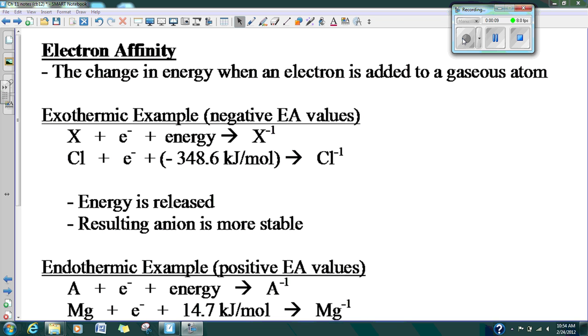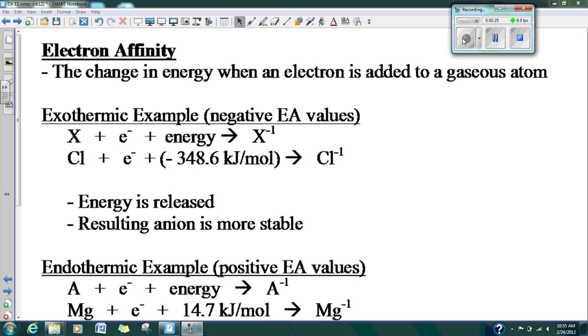We talked about ionization energy in our last podcast, and hopefully you're thinking, well, if ionization energy is the energy needed to remove an electron, there must be something opposite when we are going to add an electron, and you're exactly right. And this is called electron affinity.